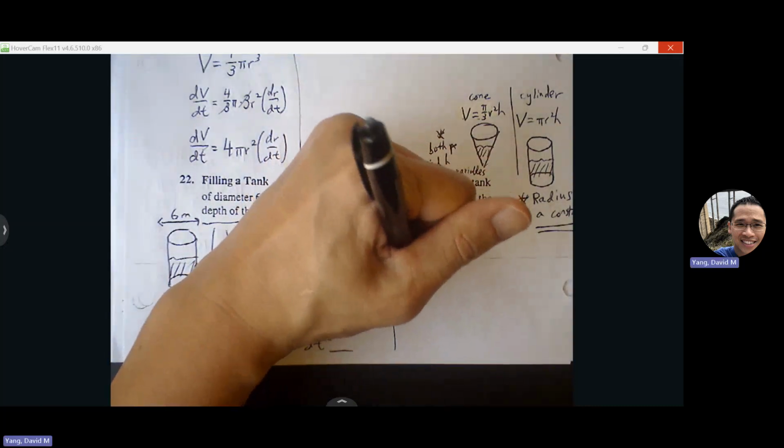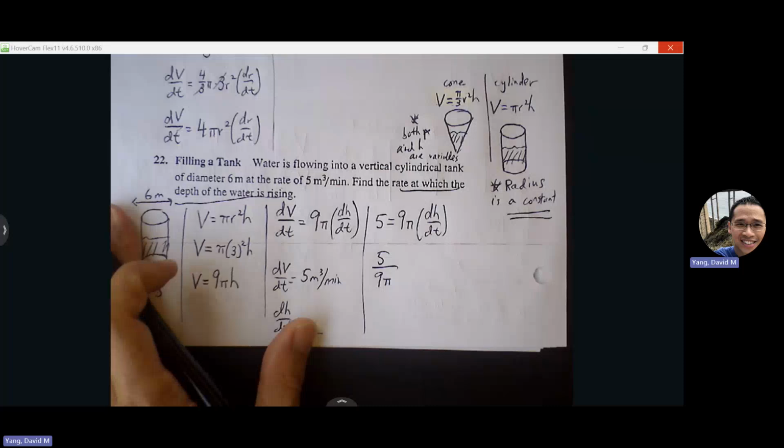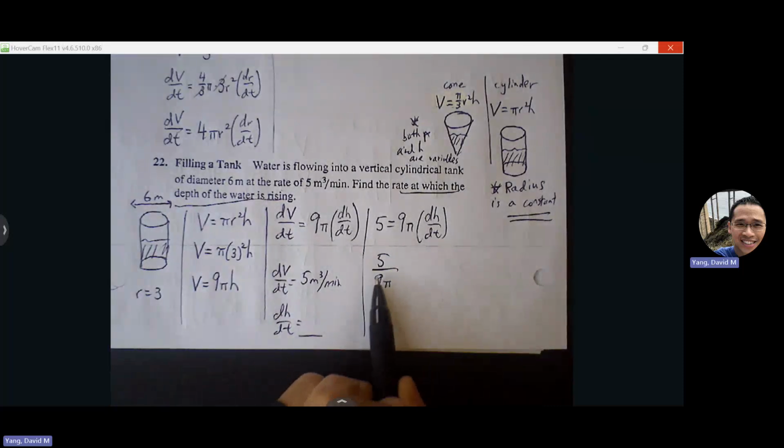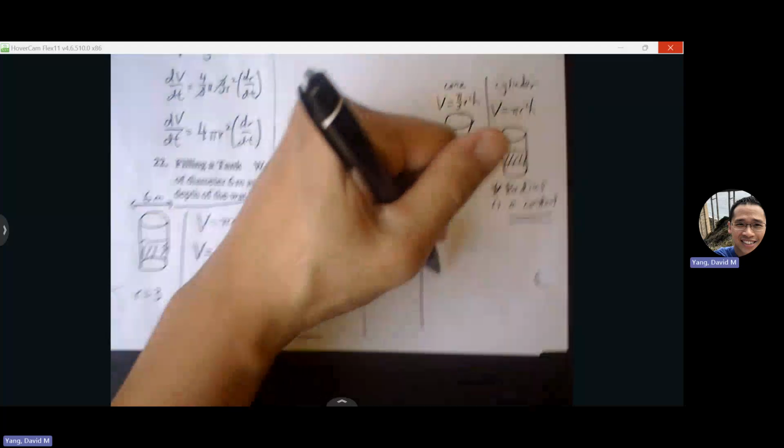Notice pi is left in the denominator if we're trying to isolate dh/dt, and we can't let that pi move up to the top. It needs to stay in the denominator there. Otherwise, you're changing the value.